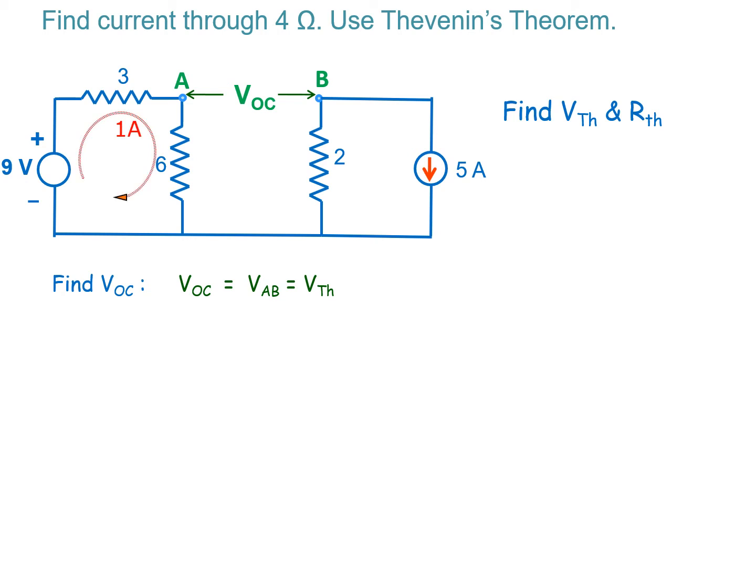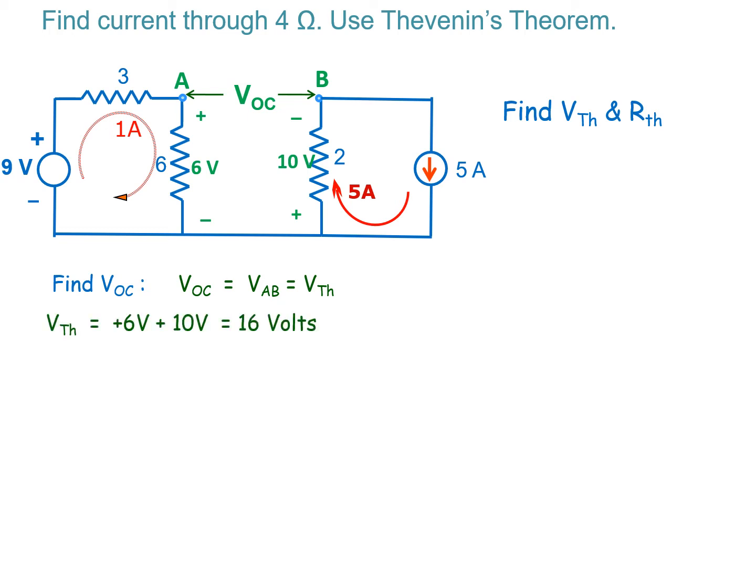The 9 volt source will circulate a current of 1 ampere in this loop, 9 divided by 3 plus 6, 1 ampere. This 1 ampere will develop a potential difference of 6 volts with positive at the current entering top terminal. The current source will circulate 5 ampere in this loop. This 5 ampere will develop a potential difference of 10 volts with positive terminal at the current entering bottom terminal.